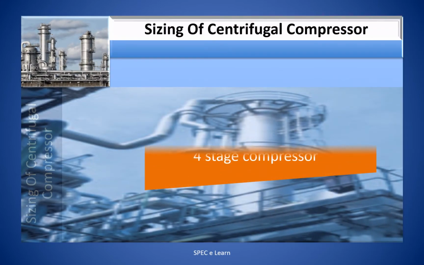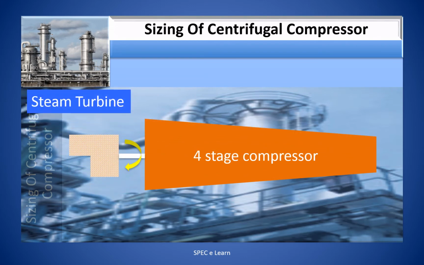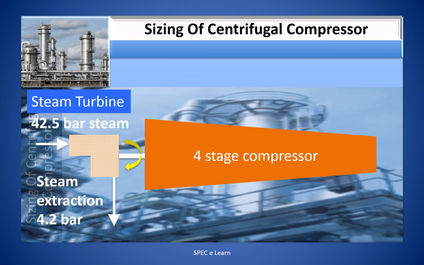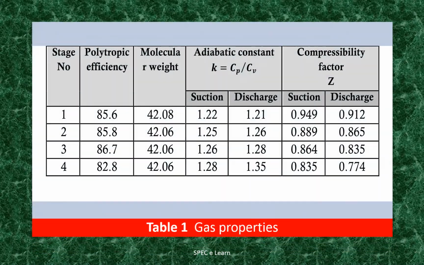This sketch illustrates how the 4-stage compressor is integrated with the steam turbine drive. The steam supply to the turbine is 42.5 bar. Steam is extracted at 4.2 bar from the turbine. This table presents the properties of gas at various stages of the compressor.